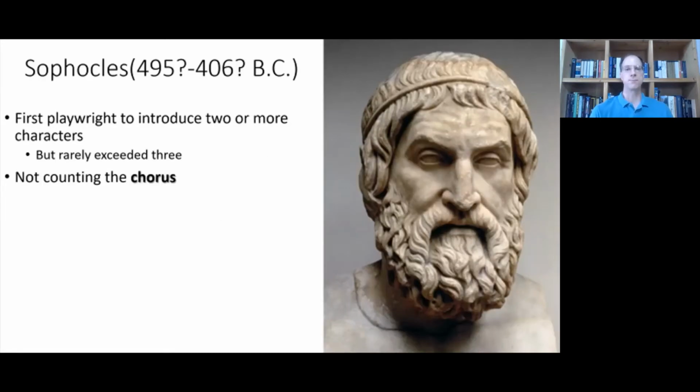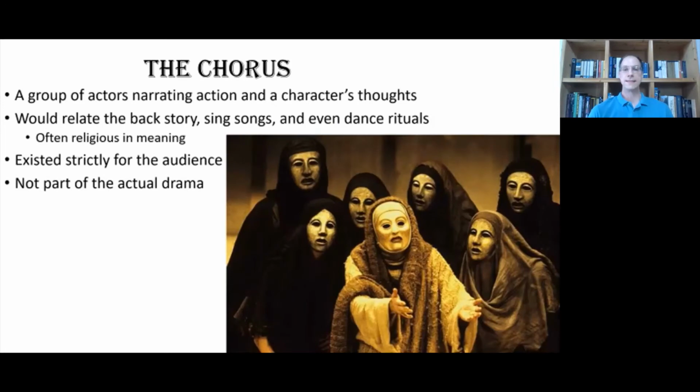Sophocles was the first playwright to introduce two or more characters on the stage, but the number of actors in a drama rarely exceeded three. And this does not count the chorus, though. The chorus is defined as a group of actors narrating action and a character's thoughts. They would relate the backstory, sing songs, and even dance rituals that were often religious in meaning. The chorus was there strictly for the audience and was not part of the actual drama. They are similar to what we know as the narrator in today's modern movies.